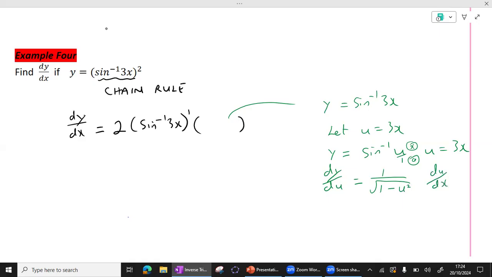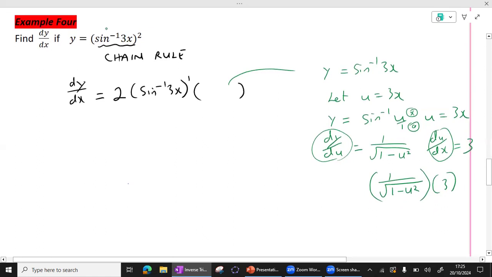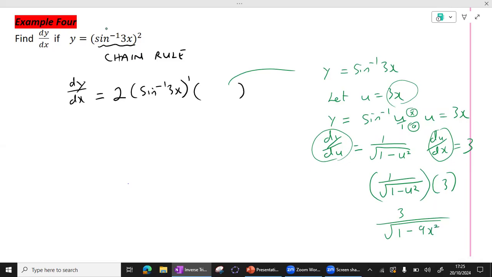du dx becomes 3. Now, to piece this back together, I just have to multiply dy du by du dx because the du's cancel and I get what I need, which is the dy dx. So multiplying the two of them together, I have this times 3. So if it makes sense, that becomes 3 over 1 minus. Now I'm going to put back in my u. My u was 3x. So that becomes 9x squared. You're squaring the 3 and the x. Now that's what goes back in here.